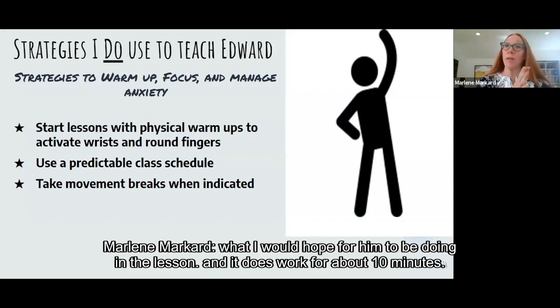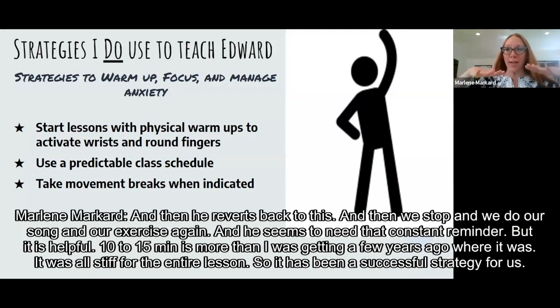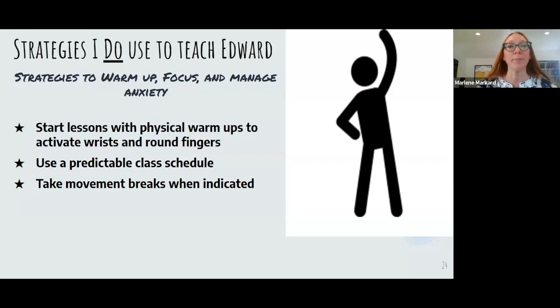And it does work for about 10 minutes. And then he reverts back to this, and then we stop and we do our song and our exercise again. And he seems to need that constant reminder. But it is helpful. 10 to 15 minutes is more than I was getting a few years ago, where it was all stiff for the entire lesson. So it has been a successful strategy for us.